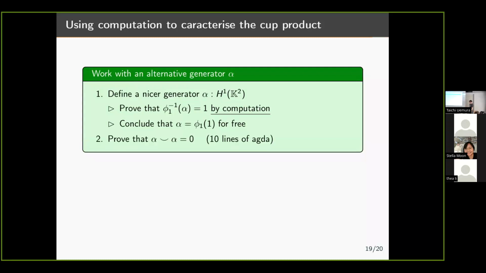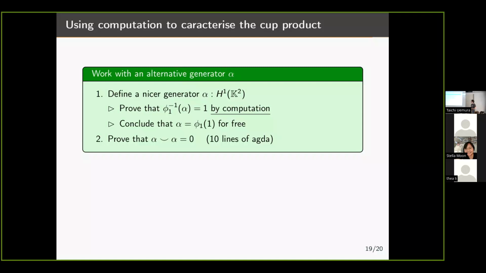And so then you can just try to prove that alpha cup alpha is 0, which can be done in 10 lines. So basically, you're bringing yourself to working with a nicer generator rather than working directly with phi1 of 1. Otherwise, you would have to look at the definition of phi1 to prove that it is actually equal to alpha, whereas you can do it by computation.